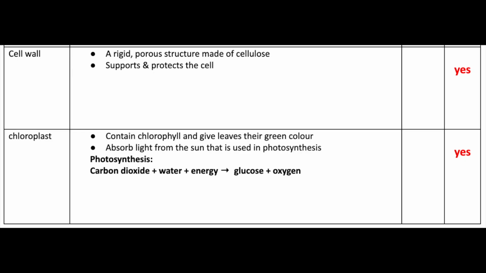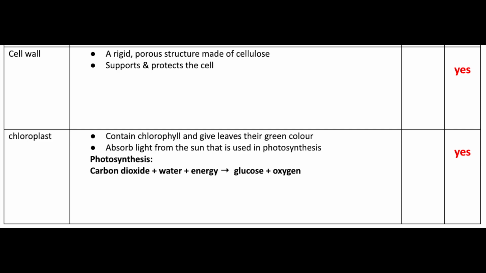Next, we have the cell wall. So the cell wall, it's only specific to plant cells, and it's a rigid, porous structure that's made up of cellulose, and it supports and protects the cell. Next, we have chloroplasts. Chloroplasts are also specific to plant cells.